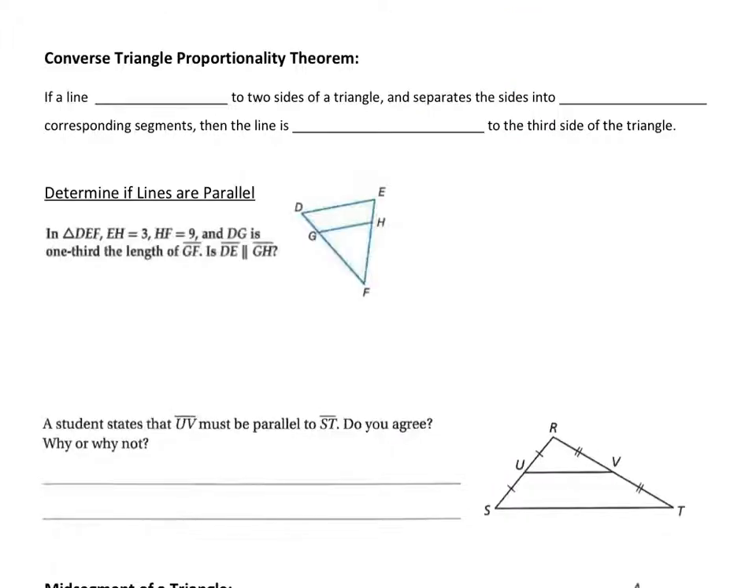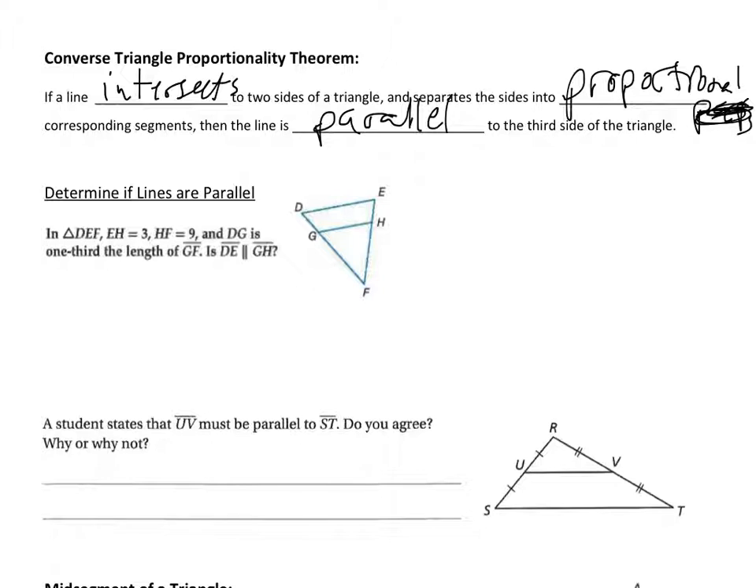Okay, the converse of that says that if a line intersects two sides of a triangle and separates the sides into proportional corresponding segments, then the line is parallel.